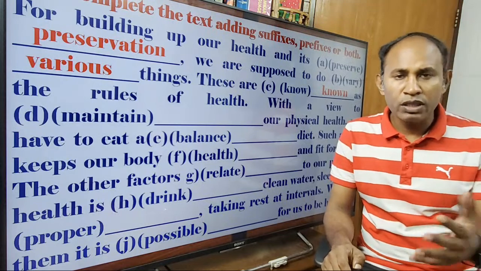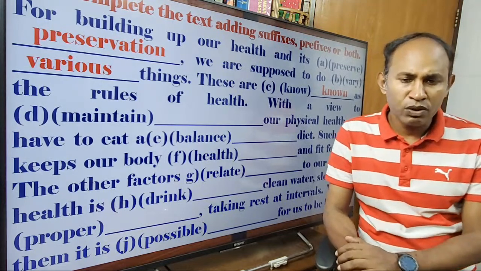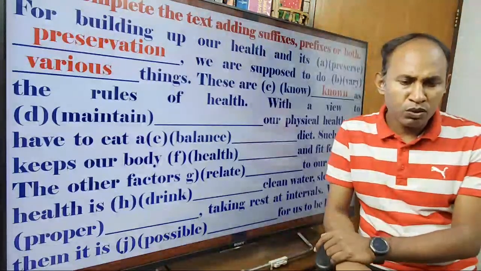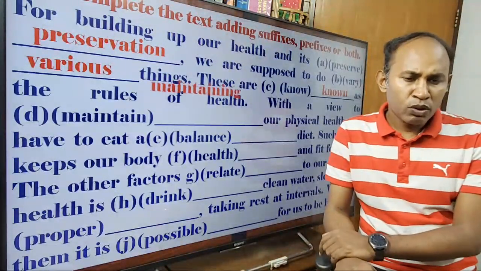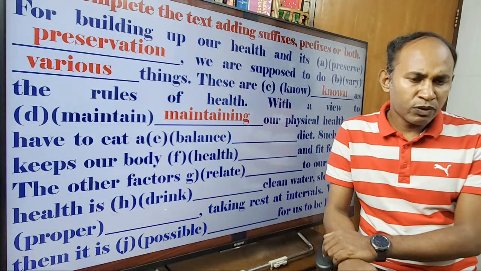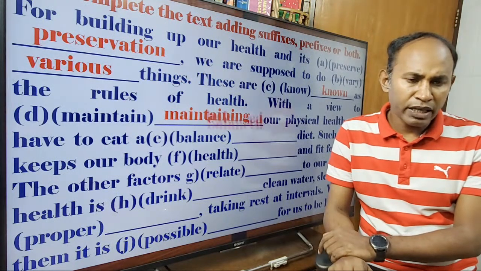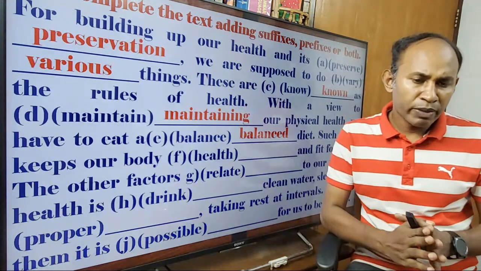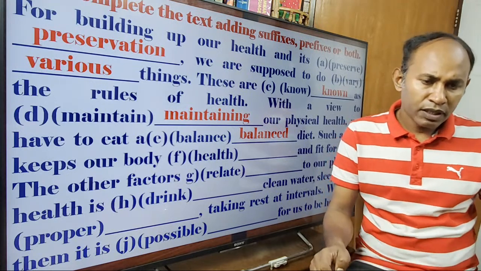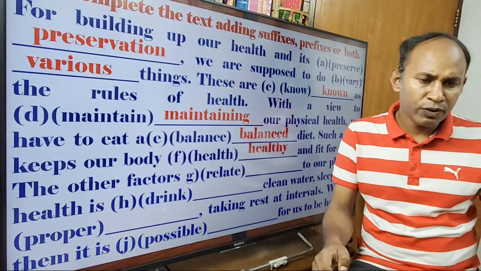With a view to is a prepositional phrase. As you know, after the prepositional phrase with a view to, look forward to, similar to, we add ing after that verb. So maintaining, with a view to maintaining our physical health, we have to eat a balanced diet. Balanced is the right answer. We have to eat a balanced diet. So the diet keeps our body healthy and fit for work.